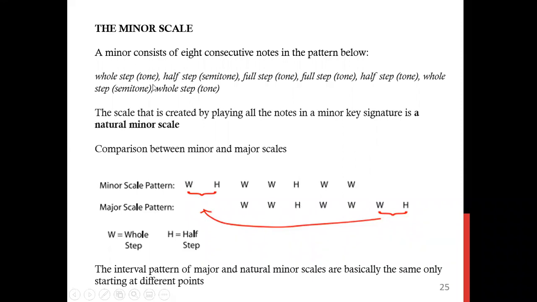All right, so let's look at this statement: the scale that is created by playing all the notes. If you have a minor key signature and you play all the notes inside it, you have all the notes of that minor scale. That means a natural minor scale. Now the interval pattern of major and natural minor scales are basically the same, only starting at different points. That's what I was trying to describe with this one.